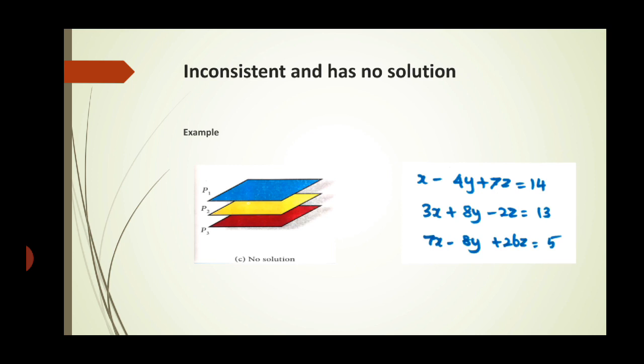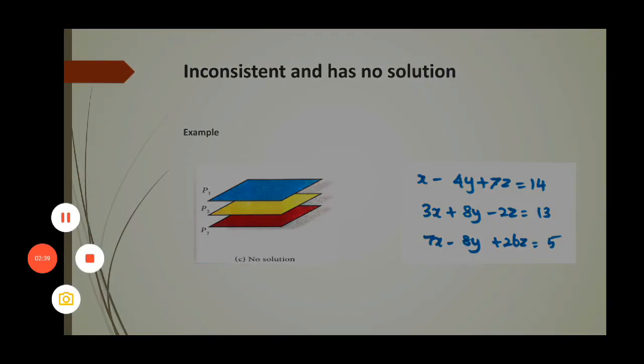The next one, inconsistent and has no solution. So here also I have given three equations, and the first equation represents P1, second equation represents P2, third equation represents P3. The three planes are not touching each other, so they are parallel, or they may be something else, just they are not touching each other. So when they meet only, we can say the system will have a solution. Here none of them is meeting, so it is inconsistent and has no solution.